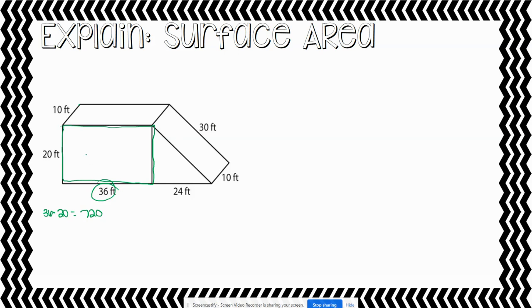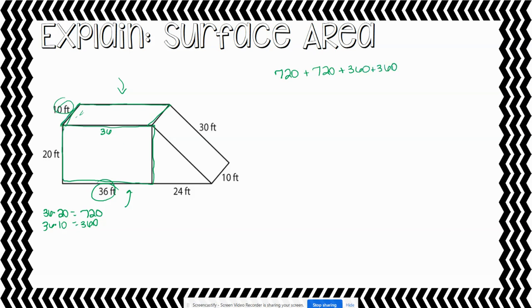Well, there are two of those because there's one right here on the front, but there's also one right here on the back. So that would be 720 plus 720. Now, I also have the top. Well, the top, this is 36 and this is 10. So the top would be 36 times 10, which is 360. Well, there are two of those as well because there's the top and then there's also the bottom. So I'm going to add 360 two times.